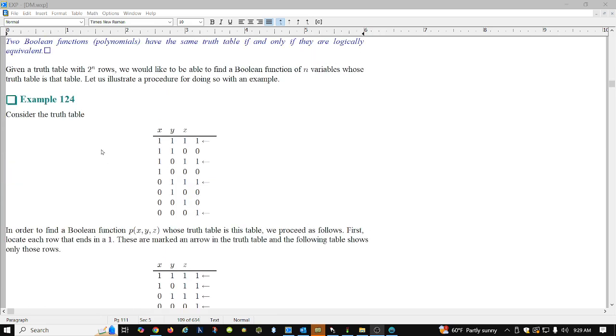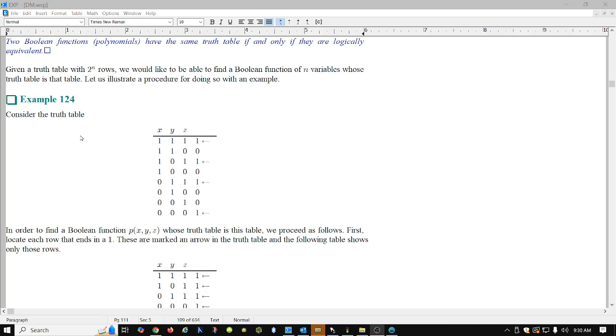Now, given a truth table with 2 to the n rows, we would like to be able to find a Boolean function of n variables whose truth table is that table. So we're working backwards now from the previous example. Instead of going from Boolean function to truth table, we want to go from truth table to Boolean function. Okay. And I think the best thing to do is for me to illustrate this with an example. There are many techniques for doing this, but I think this is the simplest one.